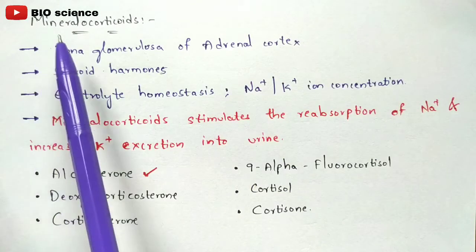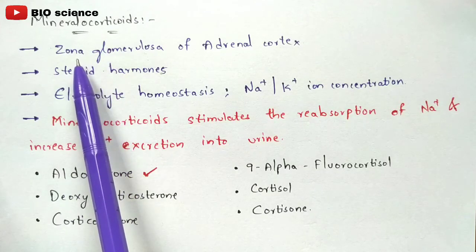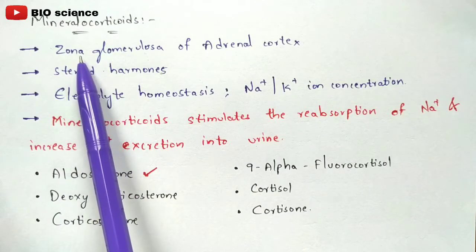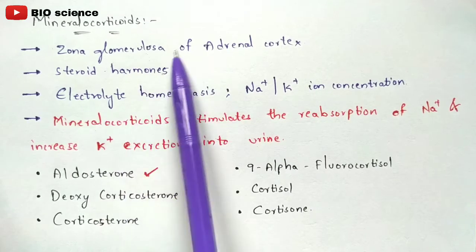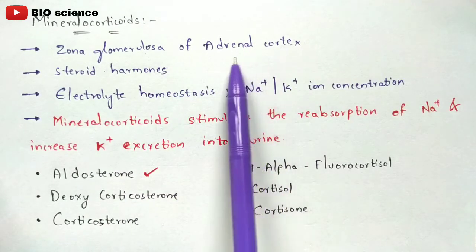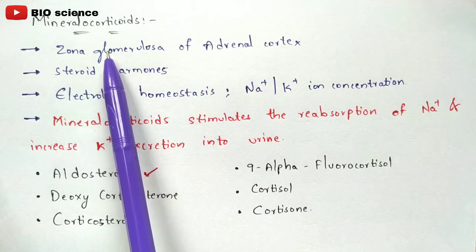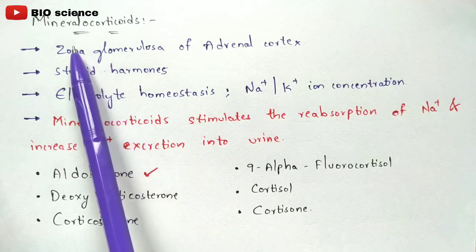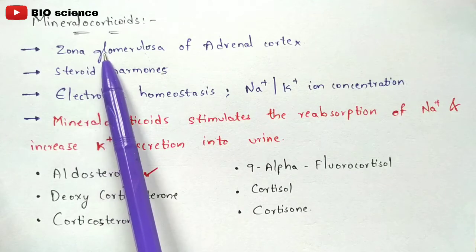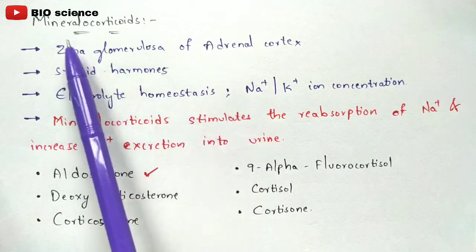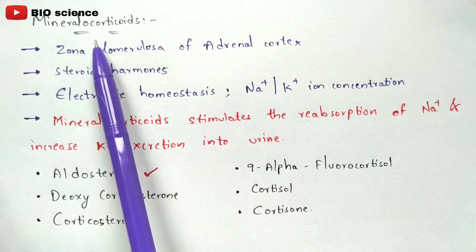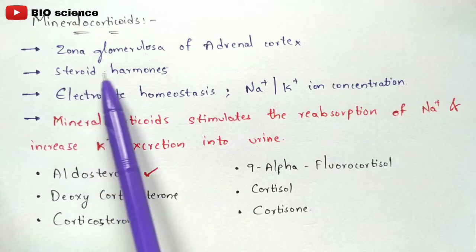As I have said, mineralocorticoids are secreted from the first zone of the adrenal cortex called zona glomerulosa, right? So this is one of the most important things you have to remember. For example, if someone asks MCQs, what are the hormones secreted by the zona glomerulosa of the adrenal cortex, then you have to mention the mineralocorticoids. And mineralocorticoids are nothing but steroid hormones.